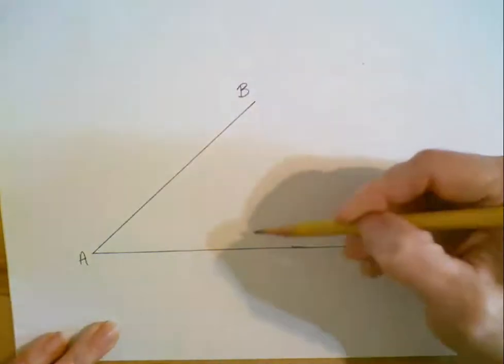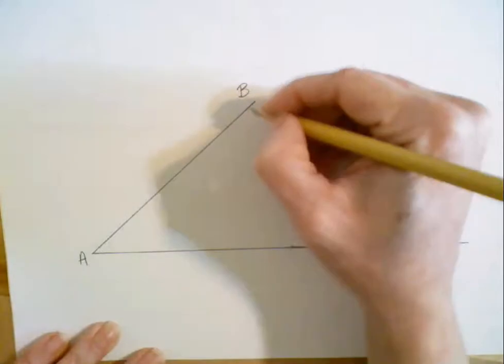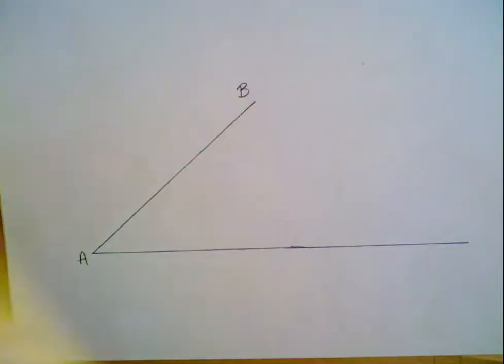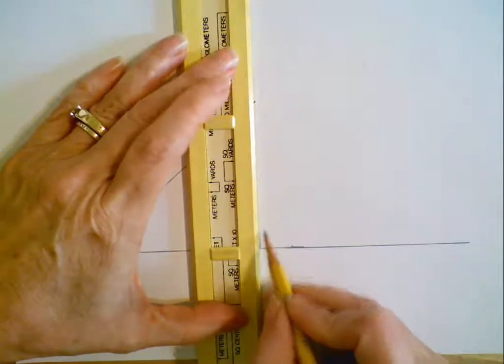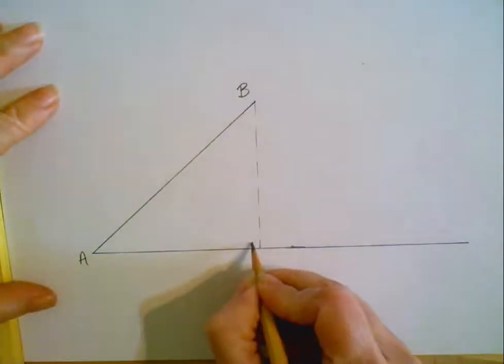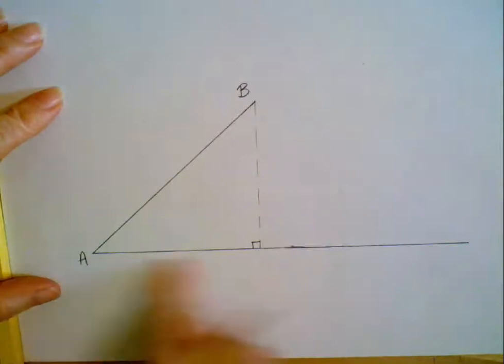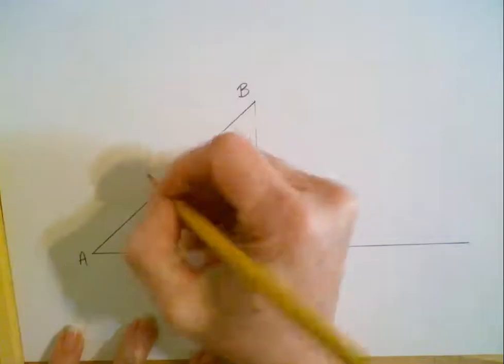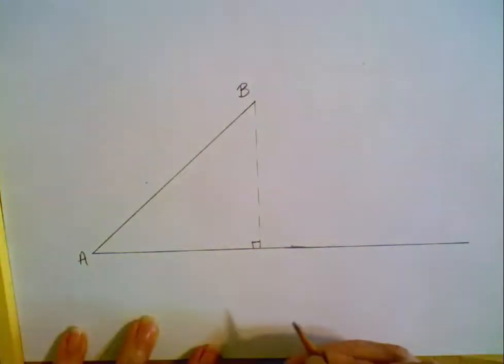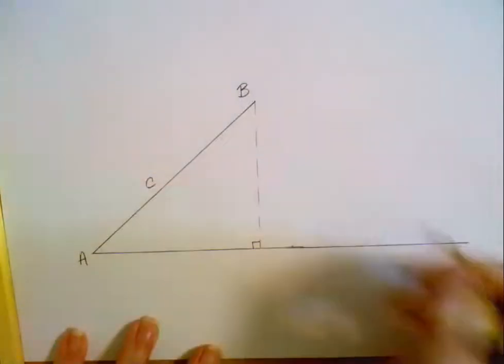We know somewhere along this segment is the length that's going to be perpendicular to that segment. So let's draw that in, just dashed. There is some distance between point B and this side AC that's going to be perpendicular to it. So let's say that this length here, which is going to be the length of side C, is given.